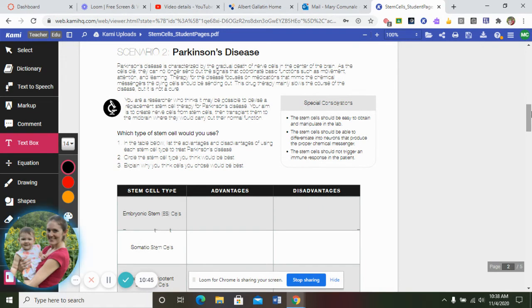So Parkinson's disease is characterized by the gradual death of nerve cells in the center of the brain. As the cells die, they can no longer send out signals that coordinate basic functions such as movement, attention, and learning. Therapy for the disease focuses on medications that mimic the chemical messengers the dying cells should be sending out. The drug therapy mainly slows the course of the disease, but is not a cure. You're a researcher who thinks it may be possible to devise a replacement stem cell therapy for Parkinson's disease. Your aim should be to create nerve cells from stem cells, then transplant them to the midbrain, where they will carry out normal function.